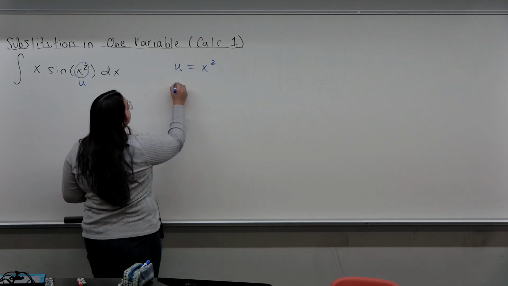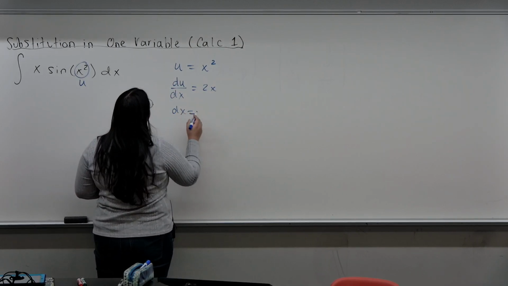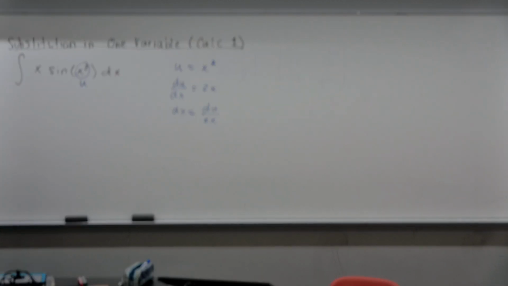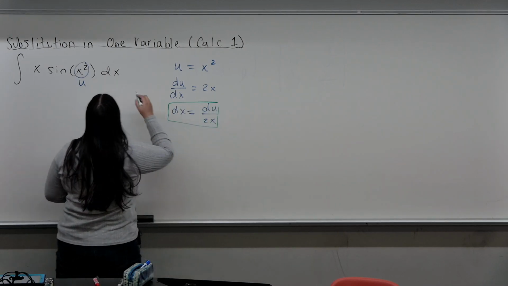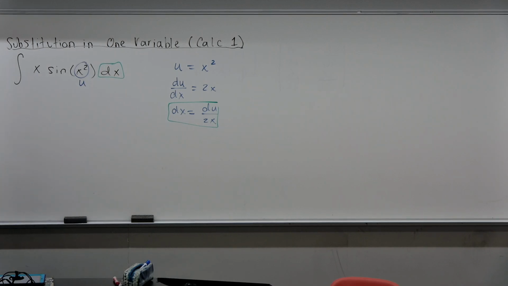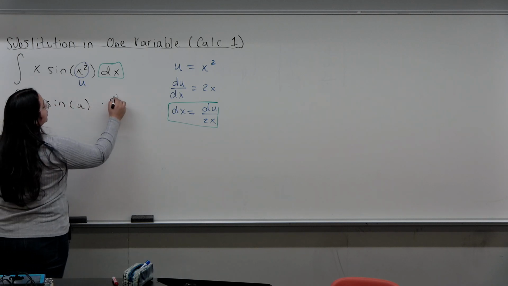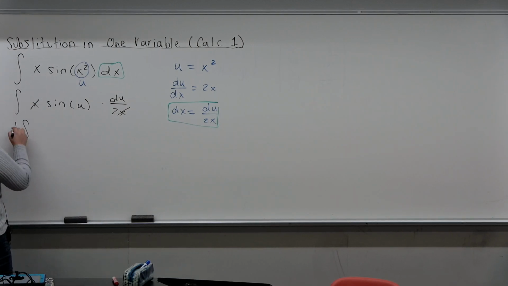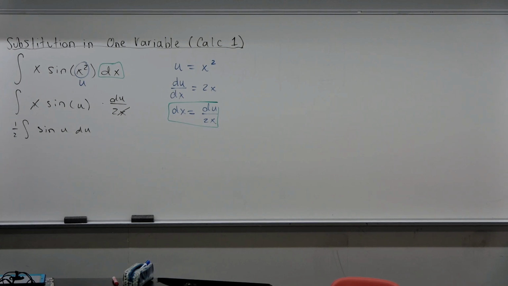How we do that is by taking a derivative. The derivative is 2x. After doing some algebra, we get that dx is du over 2x. So we substitute our value for u, and we also substitute in dx. From Calc 1, we know that we would integrate x sine of u times du over 2x. Here the x's divide out, and we're left with a 1/2, which I'm going to pull out of the integral. Now we're integrating something a lot simpler in terms of u.